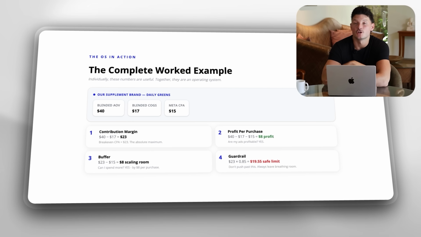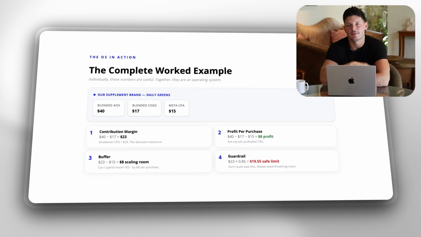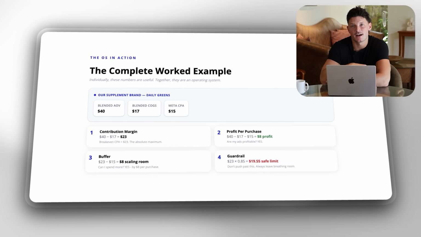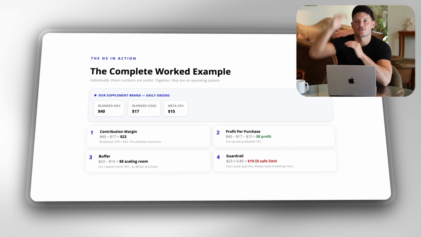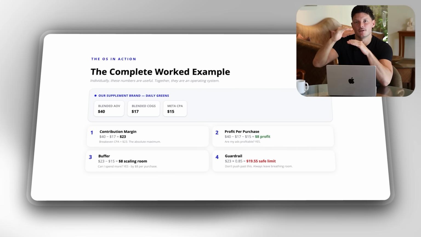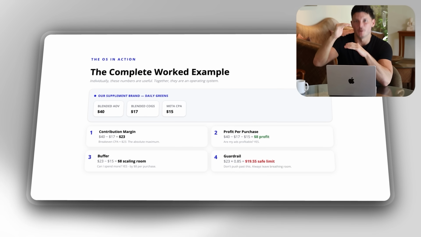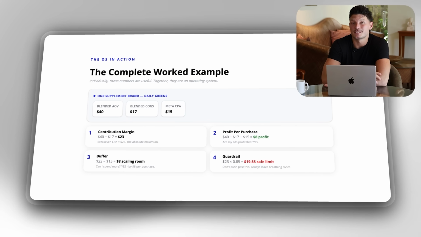Nice and simple. Contribution margin gives you the ceiling. PPP tells you how much money you're making right now. The buffer tells you how much room you've got within that ceiling, and then the guardrail protects you from bumping your head. Everything else is secondary. So here's the nuance. Customers may buy 1, 2, 3, 4, even 5 times more, and that's amazing.